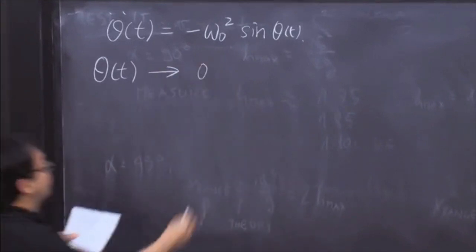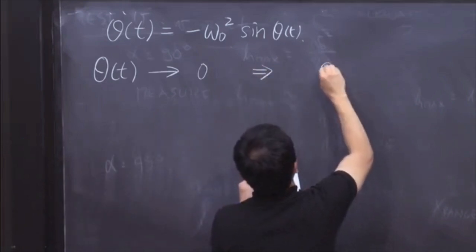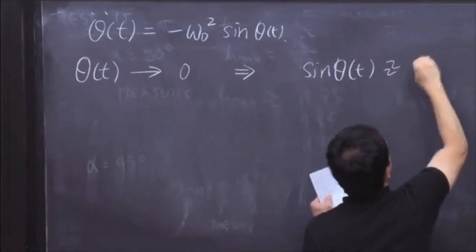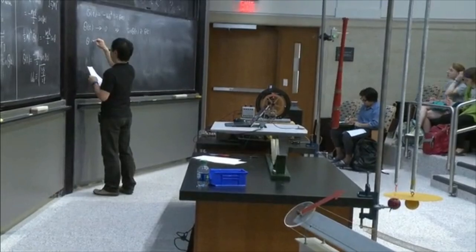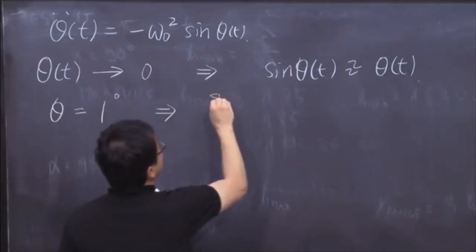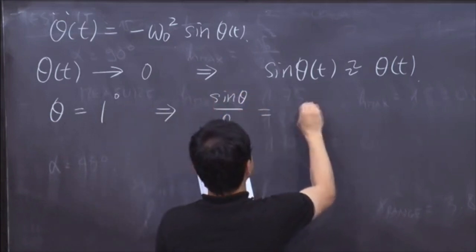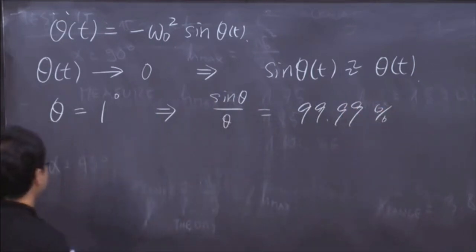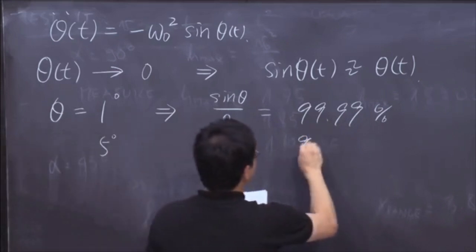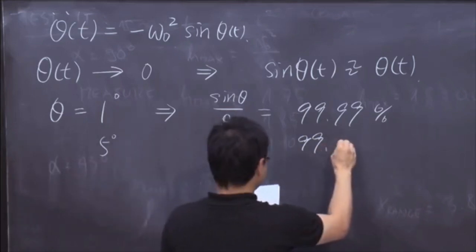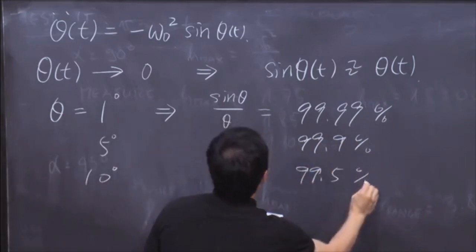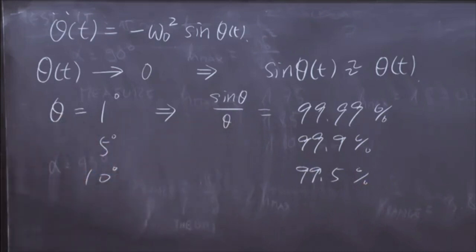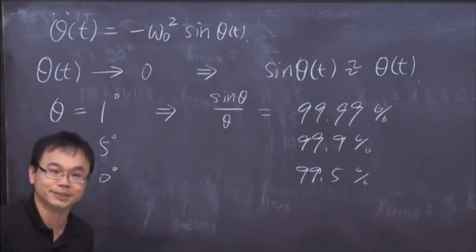Theta of t goes to 0, okay? Then we can get sine theta of t is roughly theta of t, based on the Taylor expansion. You can verify this. In this case, if we take theta equal to 1 degree, then the ratio of sine theta and theta is equal to 99.99%, which is very good. At 5 degrees, it's 99.9%. Even at 10 degrees, it's 99.5%. That shows you that sine theta is so close to theta. We are pretty safe because the difference is smaller than 1%.